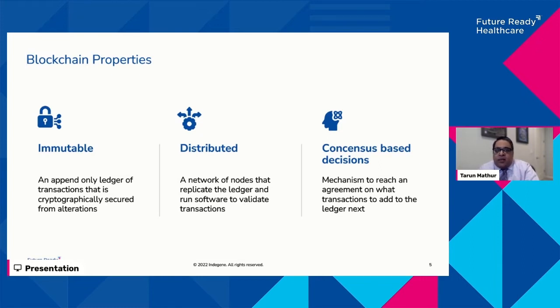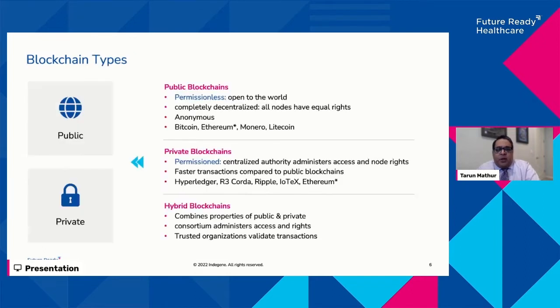So immutable, meaning that it's unalterable. Distributed, which is distinct from decentralized, but both are potential properties of blockchains, and this consensus mechanism I just talked about. So we go to the next slide, please.